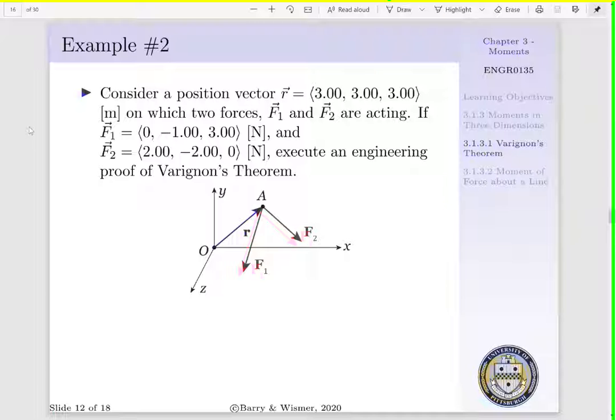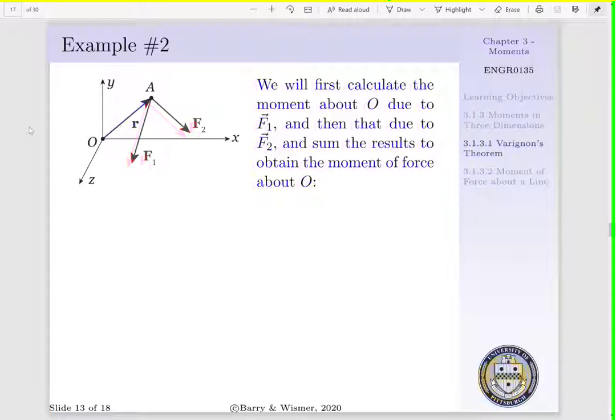In example 2, let's consider a position vector R given as 3.00, 3.00, 3.00, on which two forces act, F1 and F2. These two forces are concurrent. If F1 is given as 0, minus 1.00, and 3.00 newtons, and F2 is given as 2.00, minus 2.00, and 0 newtons, we want to execute an engineering proof of Varignon's theorem. To begin, we will first calculate the moment about point O due to F1, and also the moment of force about point O due to F2, and sum the results of these two moments to obtain the total moment of force about point O.